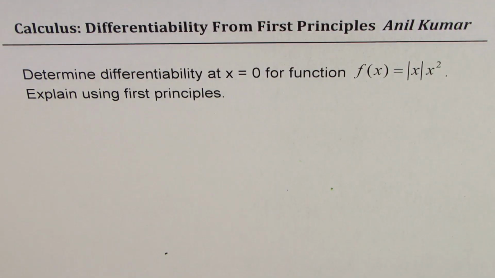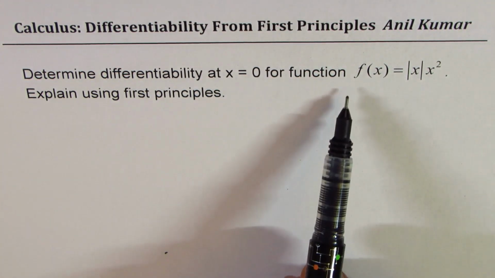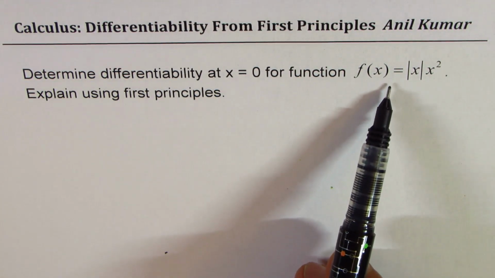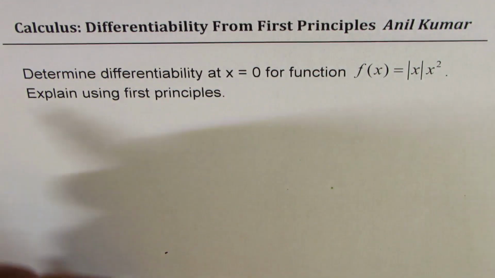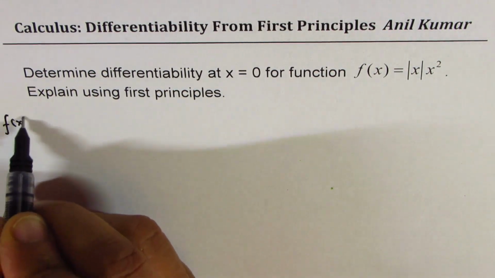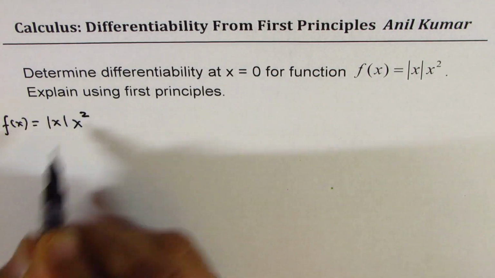Now here we need to determine differentiability at x equals 0 for the function f of x equals absolute value of x times x squared. And we'll again use the first principle to prove. So let's rewrite the function as such. This time we'll write the function first. The function is absolute value of x times x squared.